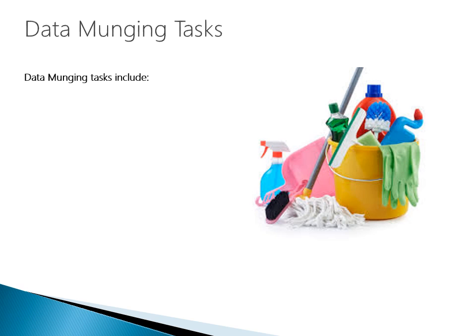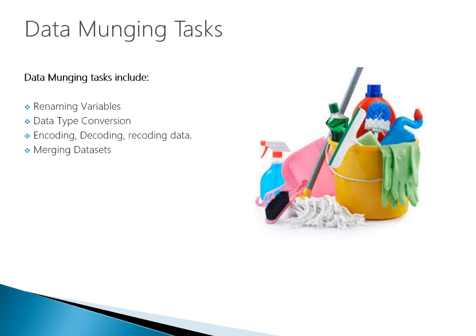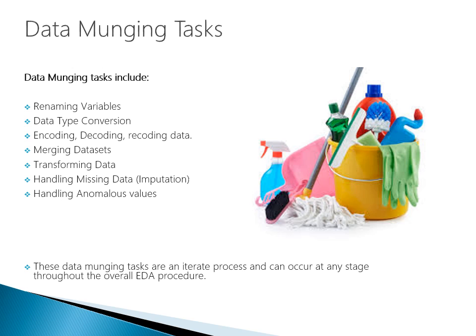So what are some of the data munging tasks that we're going to use? Data munging tasks include the renaming of variables, type conversions, encoding, decoding, and recoding data, merging of data sets, transforming data, handling missing data or imputation, and handling anomalous values. There are many facets to data munging, and it's an iterative process. It can occur at any stage throughout the overall EDA procedure and model development.